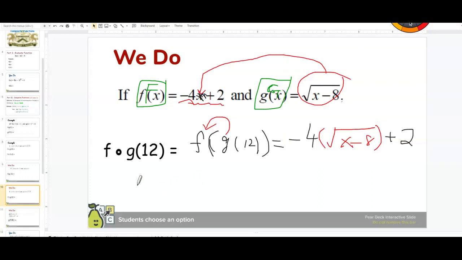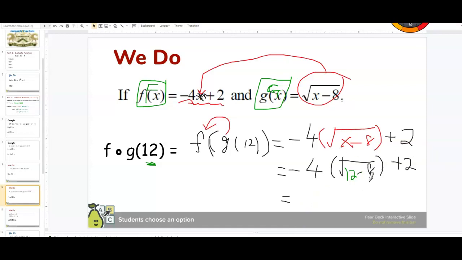Finally, you're going to deal with the number part. So it's 12. So you're going to replace x by 12. So one more step, -4 parenthesis square root. When you see x, replace it by 12 and keep copy -8 parenthesis plus 2.